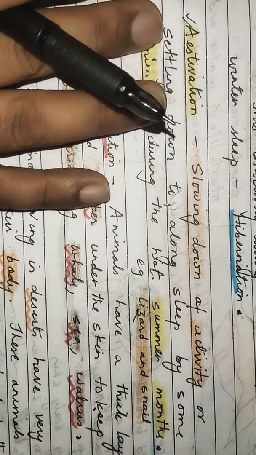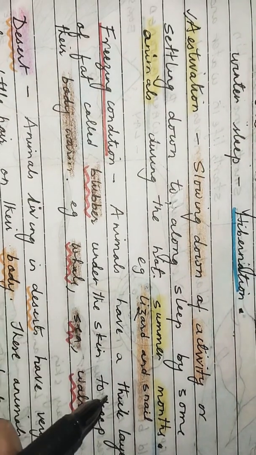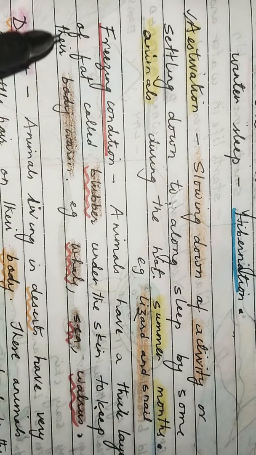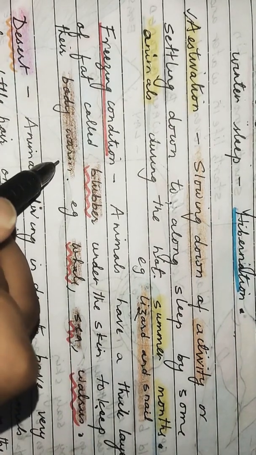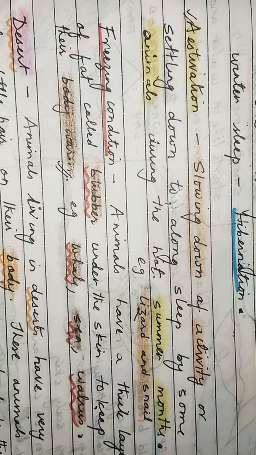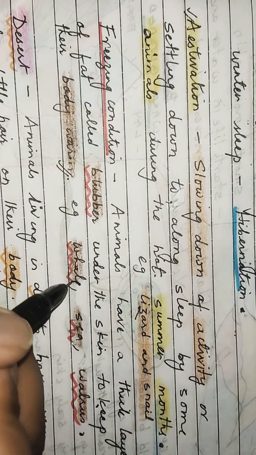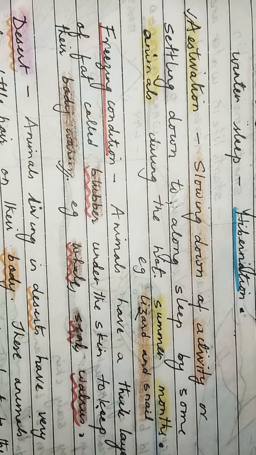Next condition that we have is freezing conditions. Some animals have a very important layer, a thick layer of fat called blubber under the skin to keep them warm. So that's why in very cold and freezing conditions they can also survive, right? Examples: whale, seal, walrus.